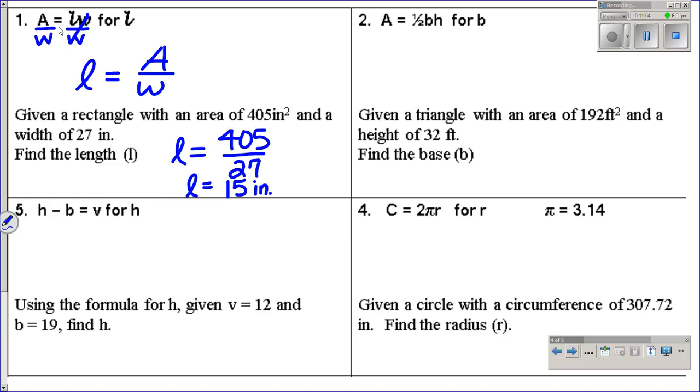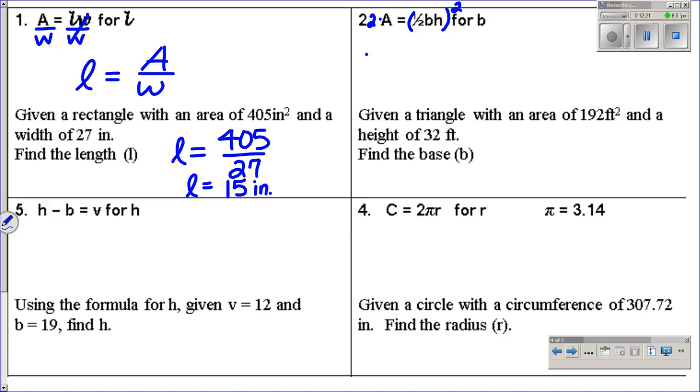Okay, if you go over to the right, number 2, we have the area equals 1/2 times base times height, and we're asked to solve for B. So this is your area of a triangle formula. We're trying to get the B by itself. Notice there is a fraction. So in order to clear the fraction, since the denominator is 2, I'm going to go ahead and multiply both sides of my equation by 2.